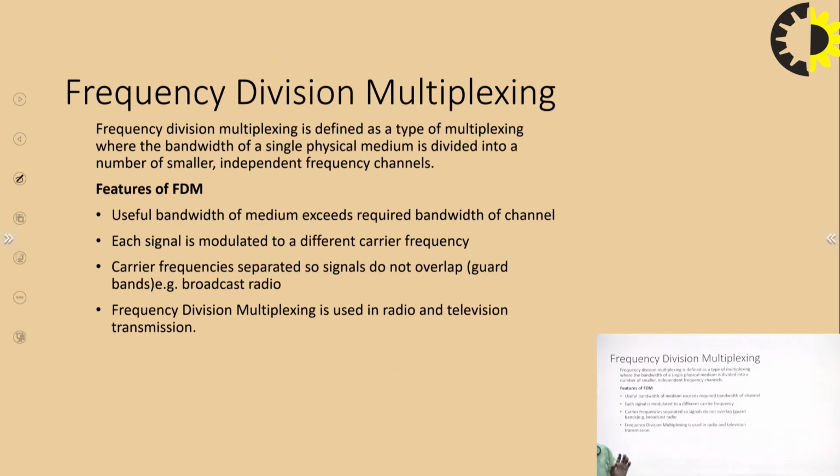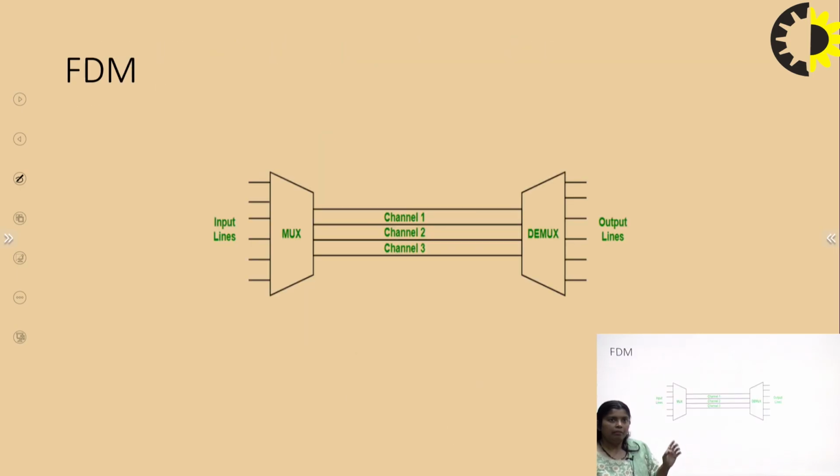The first is frequency division multiplexing. In frequency division multiplexing, multiple signals are traveling. Multiple signals come to the multiplexer and are combined there. So, in frequency division multiplexing, there are input lines and channels. How are we going to create this?